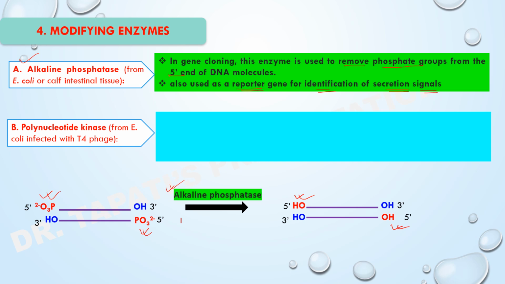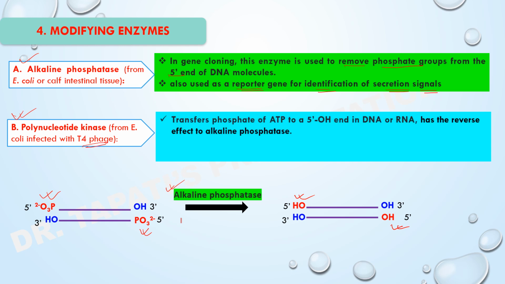Second example is polynucleotide kinase, which is obtained from E. coli infected with T4 virus. Now, in this case, it has the reverse effect to alkaline phosphatase. That means it transfers the phosphate of ATP to a 5' OH end in DNA or RNA.